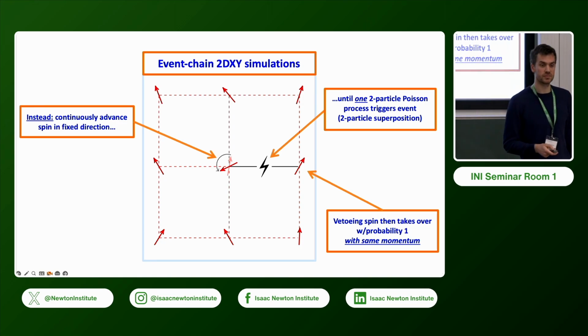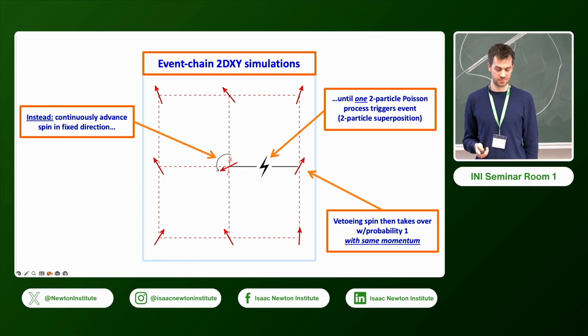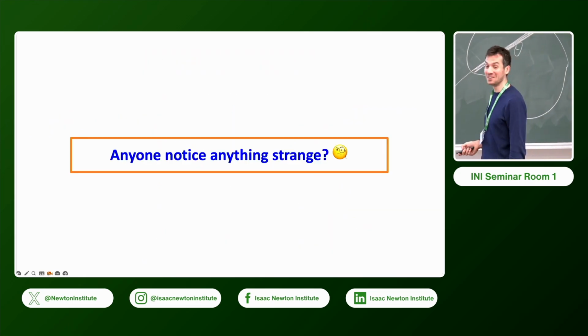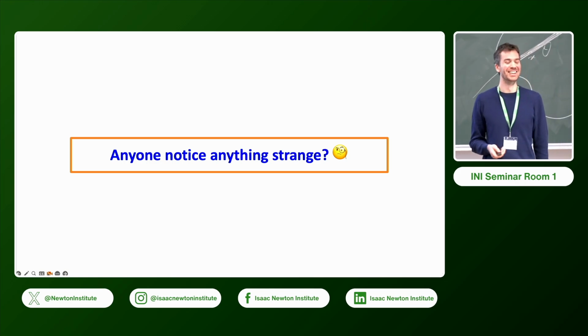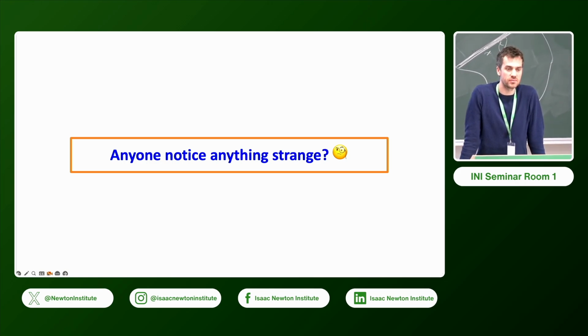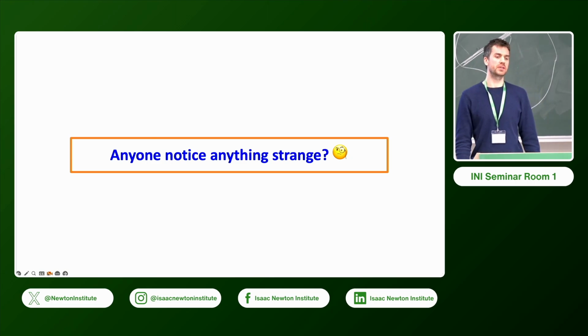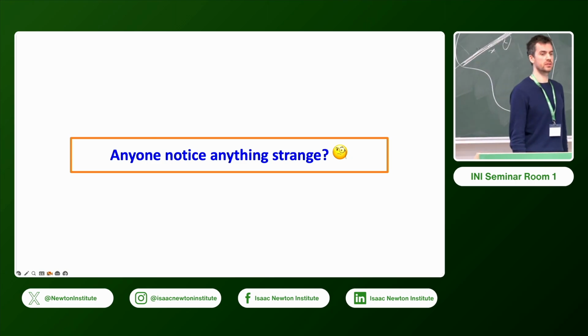Okay? Any questions? Anyone notice anything strange? Go on. With the velocities, symmetric distribution. Yeah, exactly. That's the point. It doesn't have to be max value. No. It just has to be symmetric.